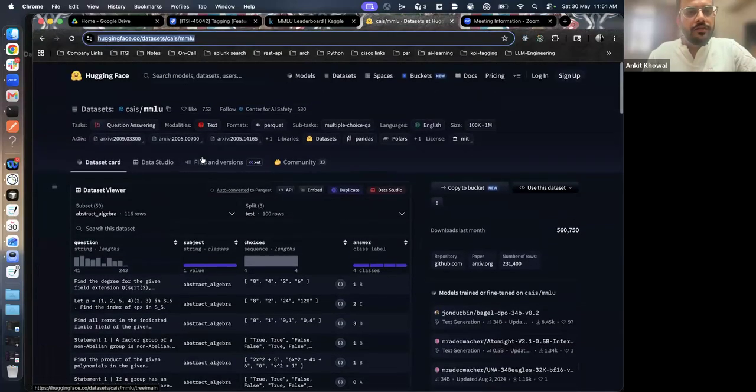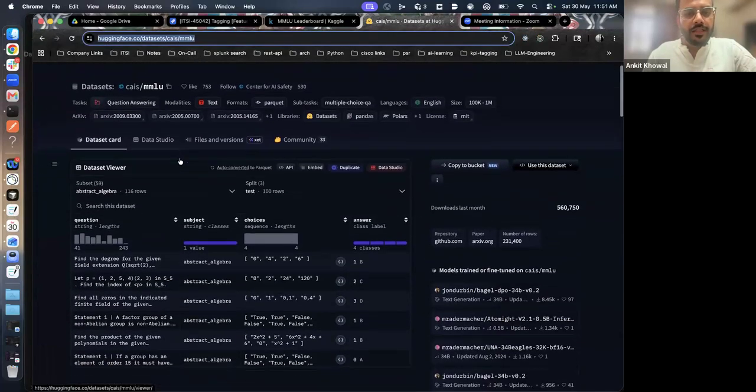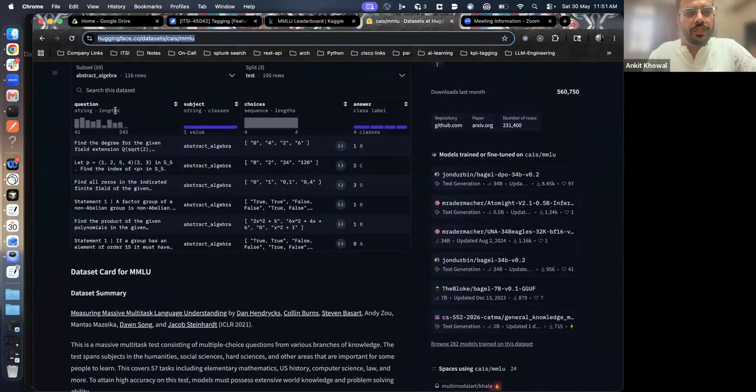So see, this is one data set, MMLU, like I said. See how it is? There are questions like find the degree for the given field extension, some sort of math questions. The subject is given. Then what are the different choices? And what is the answer? Now this will be given to the model, and the model will be asked to predict the answer, right? The answer will be masked, and then we will see whether the model can come up with the right answer or not.